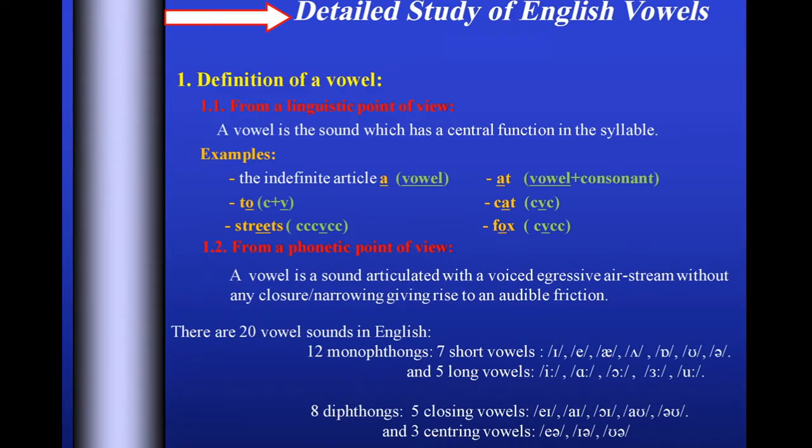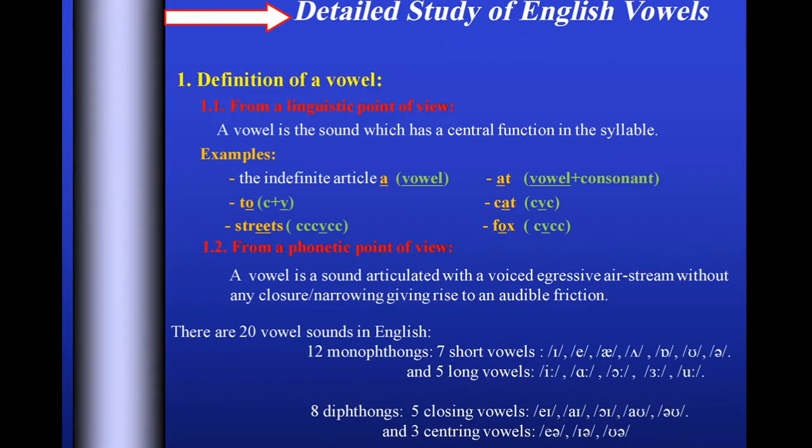Vowels are produced without any kind of friction, so there is no friction in the articulation or production of vowel sounds. There are 20 vowel sounds in English: 12 monophthongs, which means one symbol or one vowel sound. We have 7 short vowels and 5 long vowels. In monophthongs, we have only one symbol for short vowels, and the colon, or two points, shows that the vowel is long.